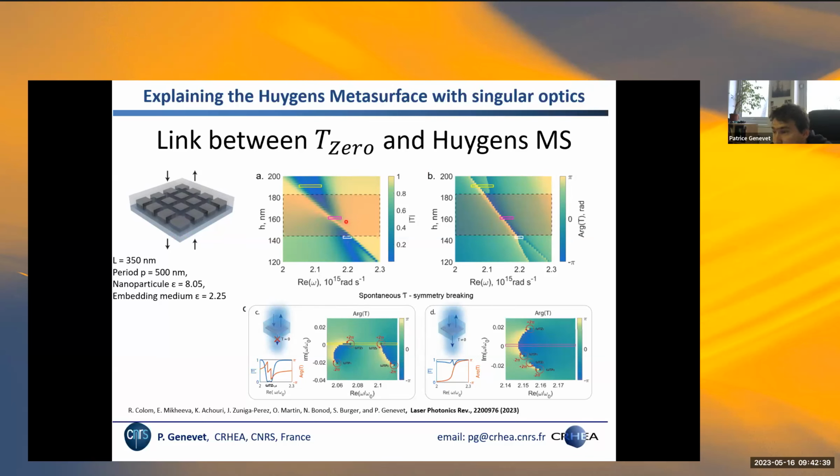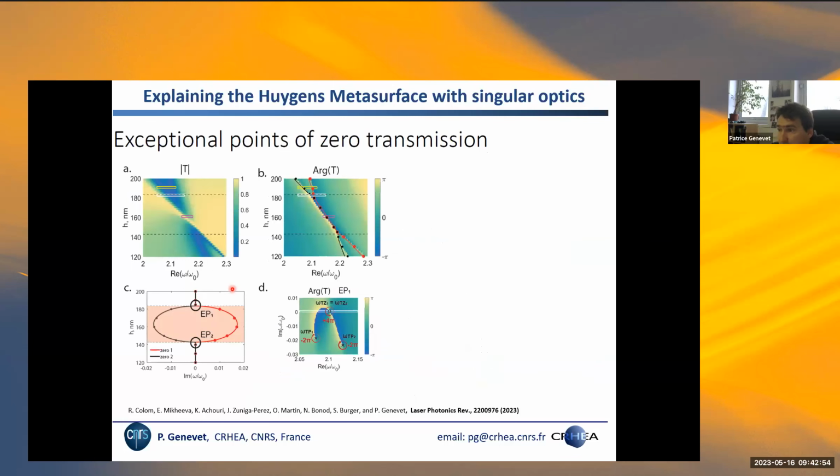And now I plot what is happening here, exactly in the middle of this Huygens regime. And then you see that now one of the zeros moves up and the second moves down, and the values of those 2 zeros essentially are complex conjugated with opposite imaginary part. And I will explain what happened. You know, it's actually related to what people call spontaneous time symmetry breaking.